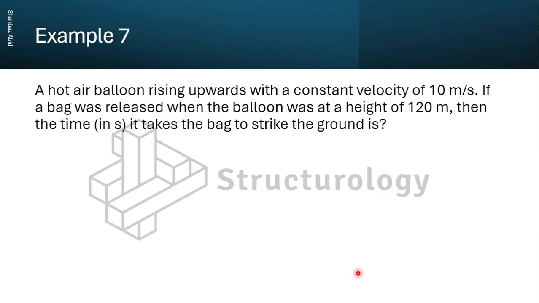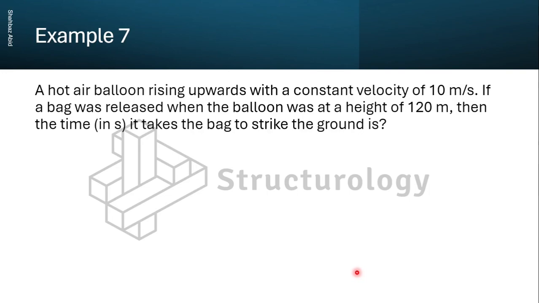Let's see example 7. A hot air balloon is rising upwards with a constant velocity of 10 meters per second. If a bag was released when the balloon was at a height of 120 meters, then the time in seconds it takes the bag to strike the ground is?